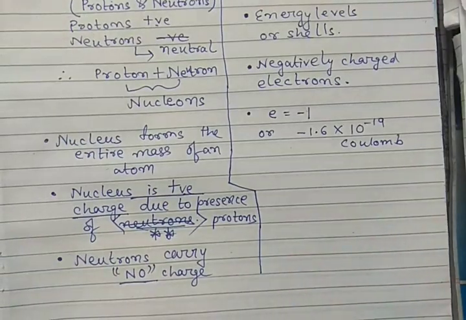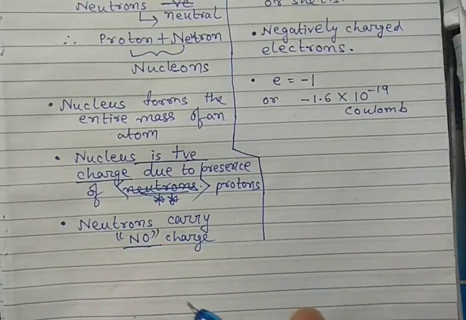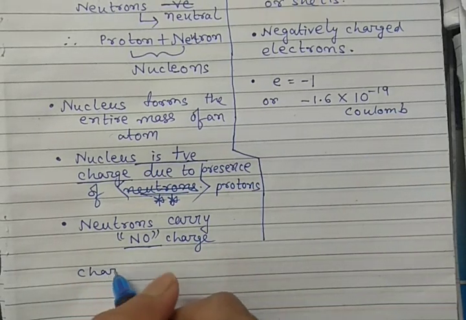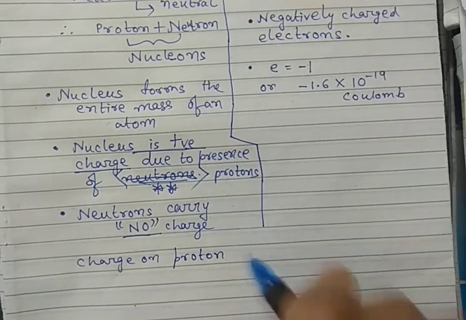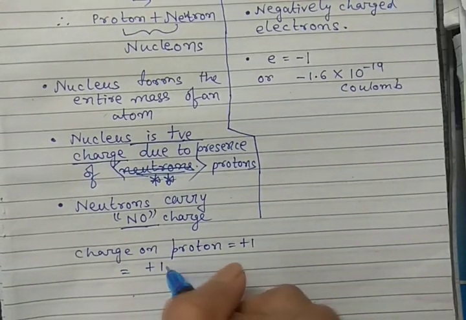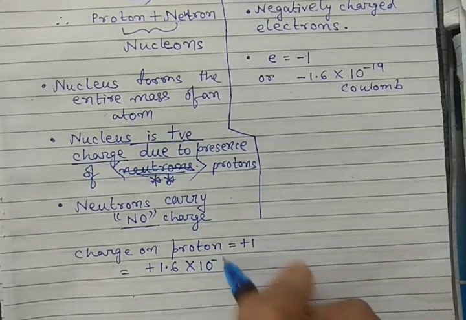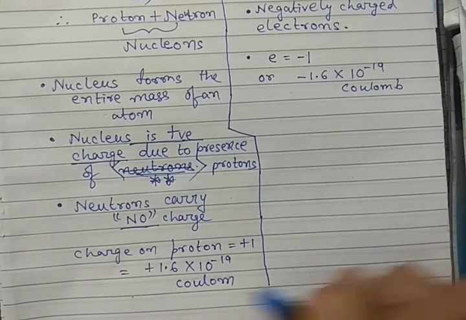Okay, if you consider the charge of a proton, the charge of a proton will be plus 1.6 into 10 to the power minus 19. Okay, the charge on a proton can be written as plus 1, which is equal to plus 1.6 into 10 to the power minus 19 coulomb. Is it clear?